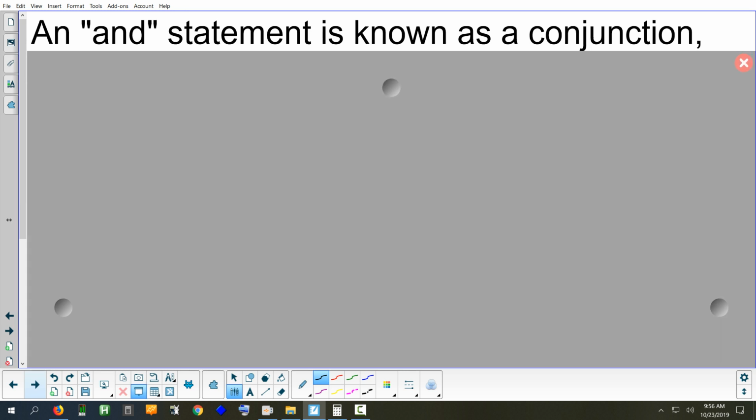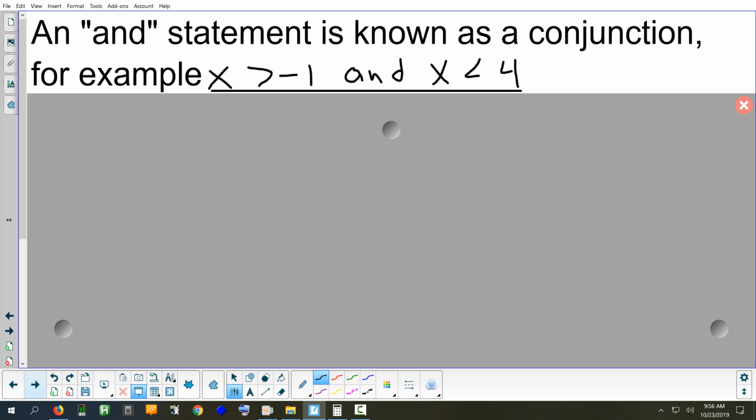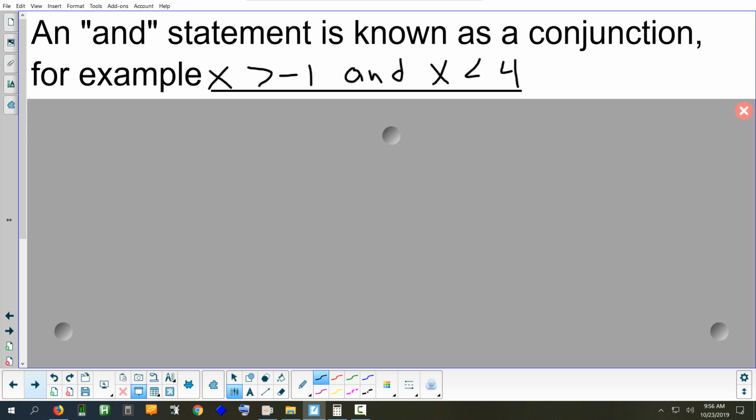All right, so we already had said this. The and statement is known as a conjunction. Okay. Here's another example. You can fill that in on your blank of a conjunction.